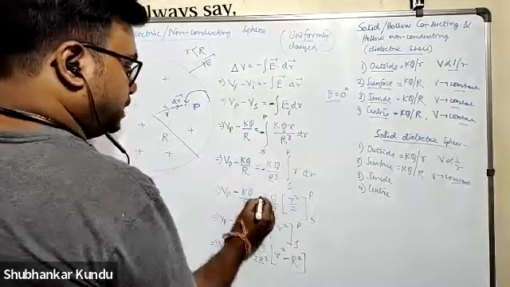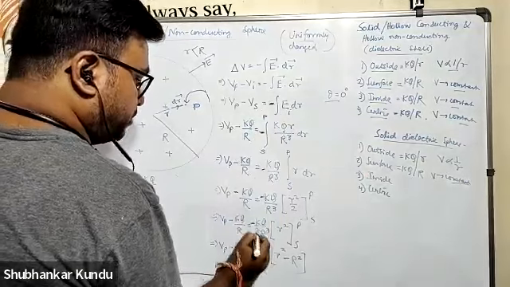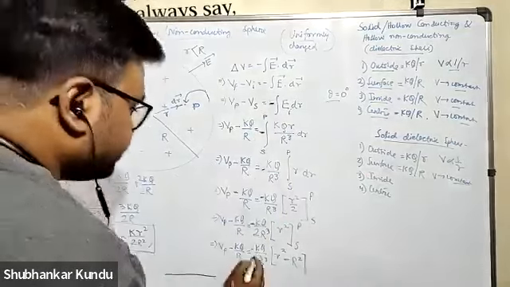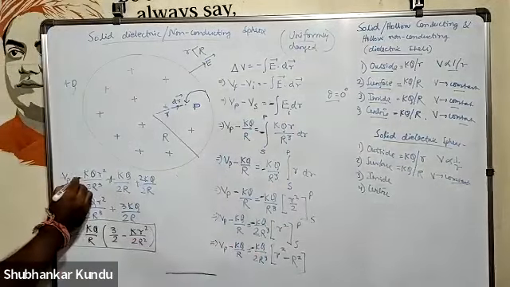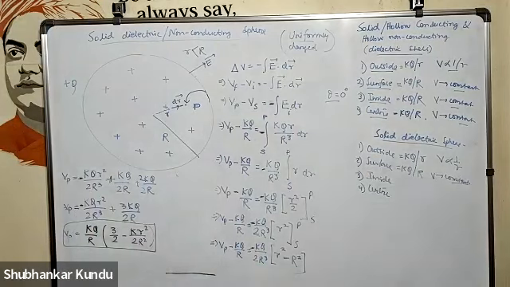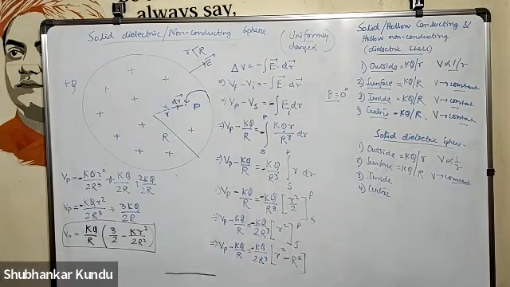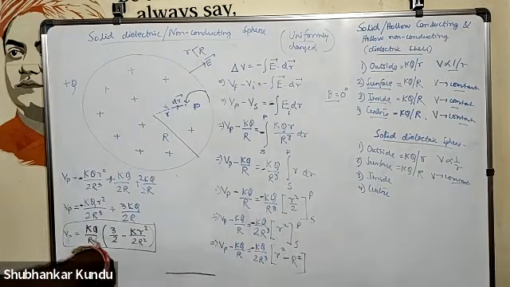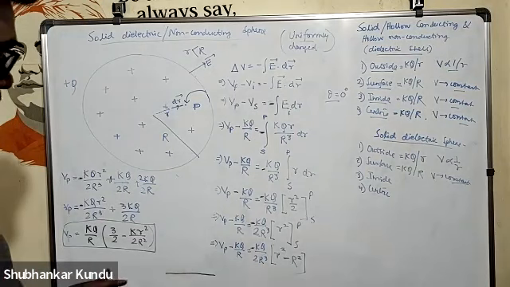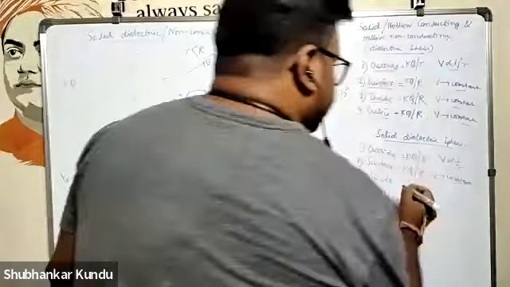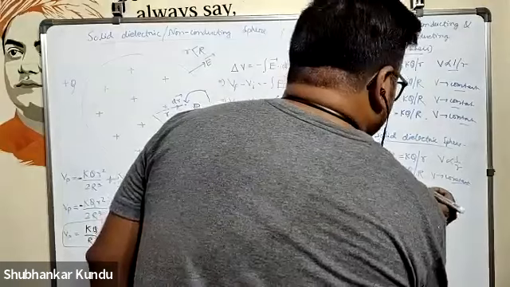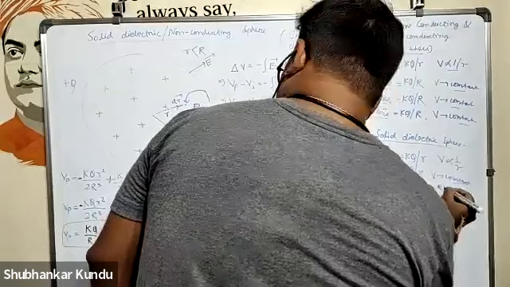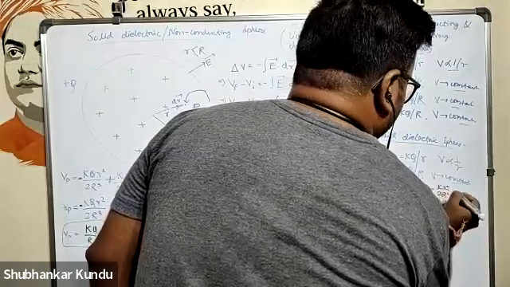That made the blunder. It's my mistake. Clear? Check the calculation on your own at home. This is all correct. So inside you're having something like that. See, the inside cases are always trouble. Inside you're having KQ upon R into 3 by 2 minus r square by 2R square.